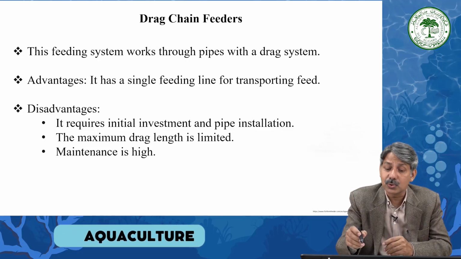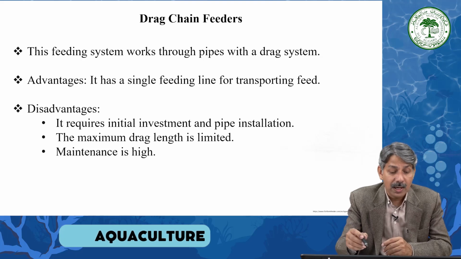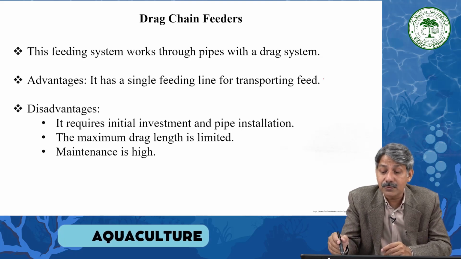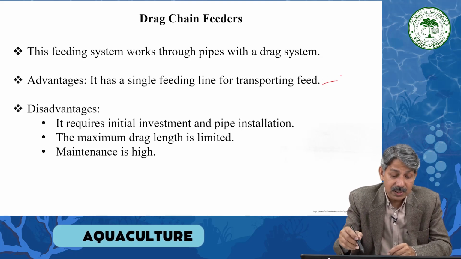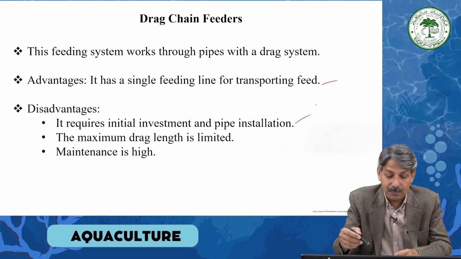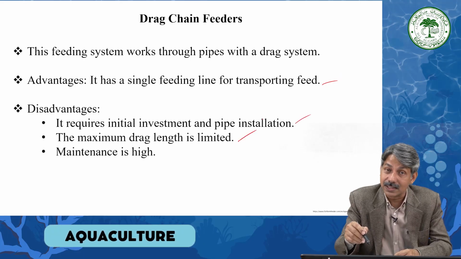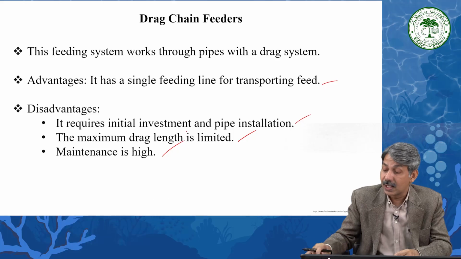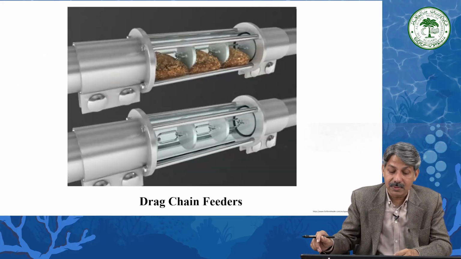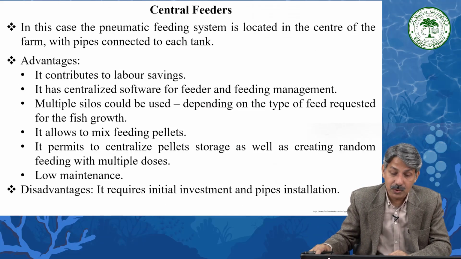Drag chain feeders. This feeding system works through pipes with a drag system. Advantages: it has a single feeding line for transporting feed. Disadvantages: it requires initial investment and pipe installation. The maximum drag length is limited. Maintenance is high. So, these are the drag chain feeders which are used.